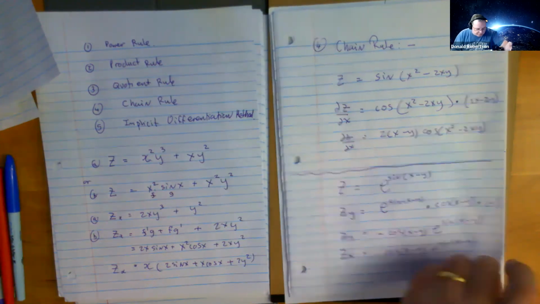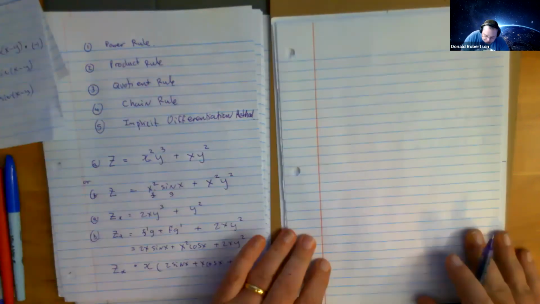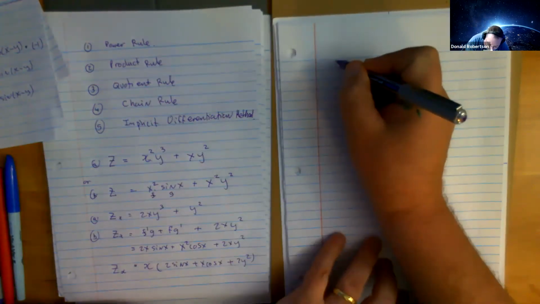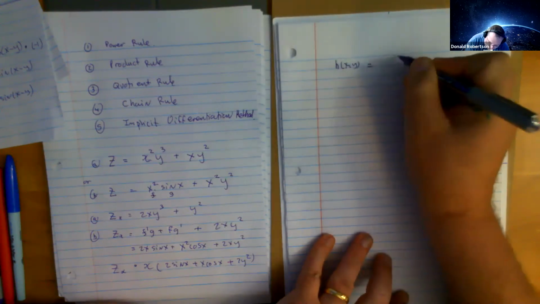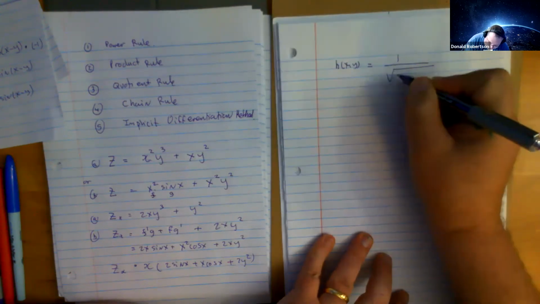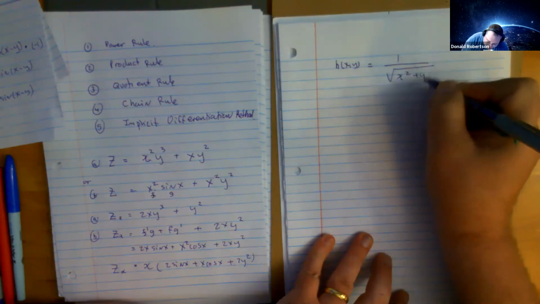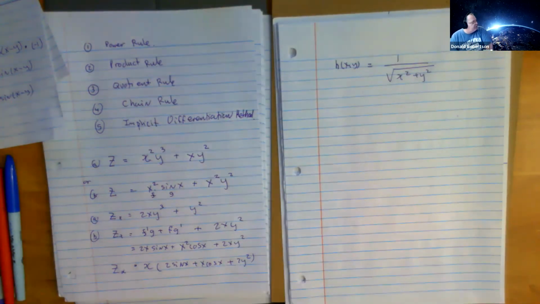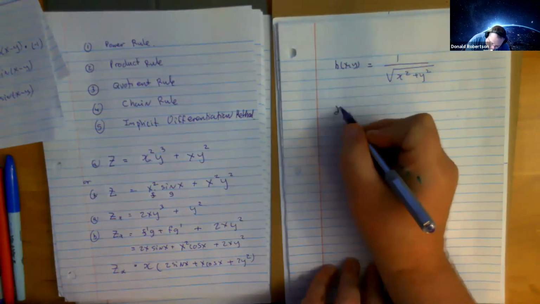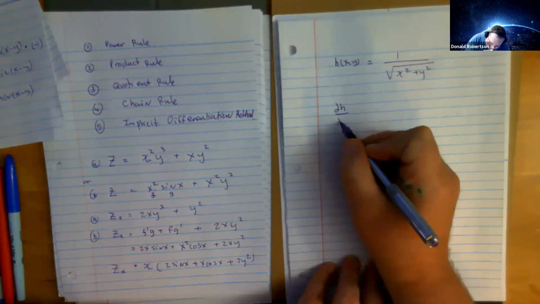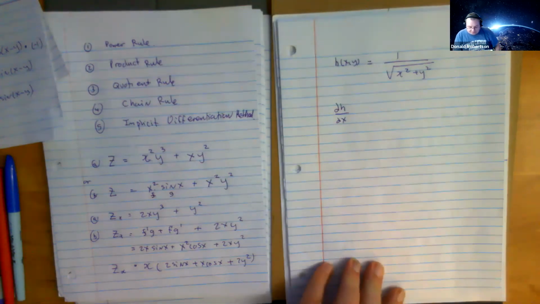Let's try a square root. Square roots are not fun. Let's have h of x, y, and let's make it 1 over the square root of x squared plus y squared. Oh, it's symmetric. That's good. And let's suppose I want to find the partial derivative with respect to x.